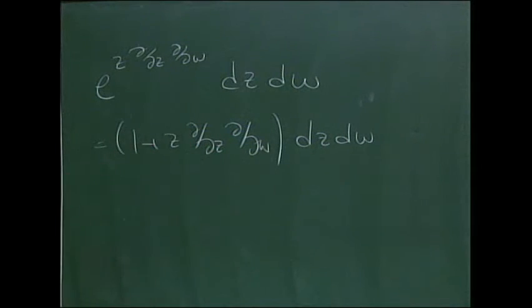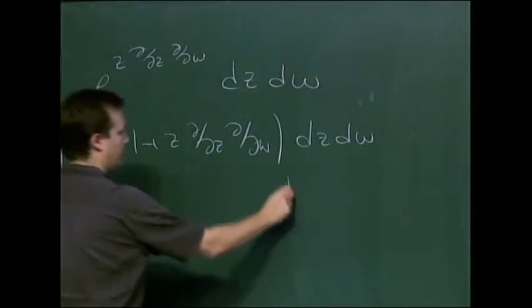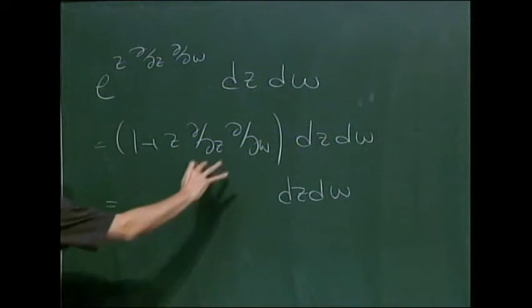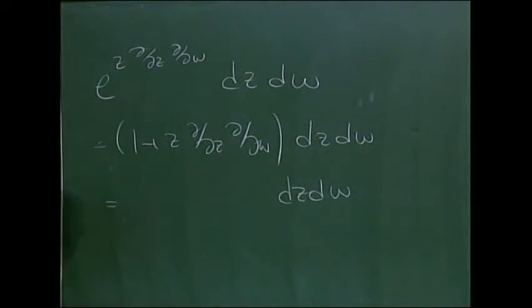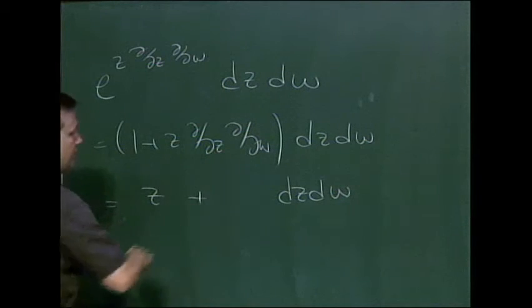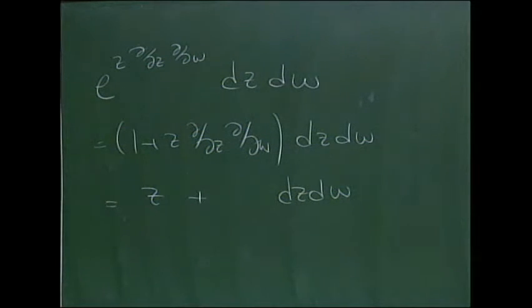One times dz dw is just dz dw. But that's the higher degree part, so I'll put it at the end. And this bit here contracted with dz dw, well, depends on your convention. I'll just call it 1 for now. So this gives me 1, and I just get z. So this is a generalized complex structure as well.